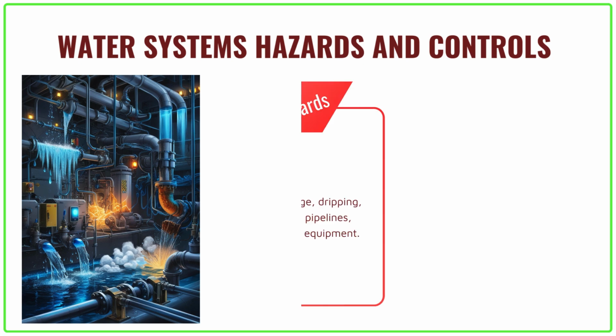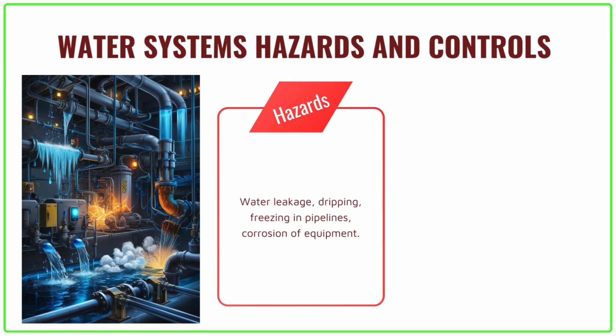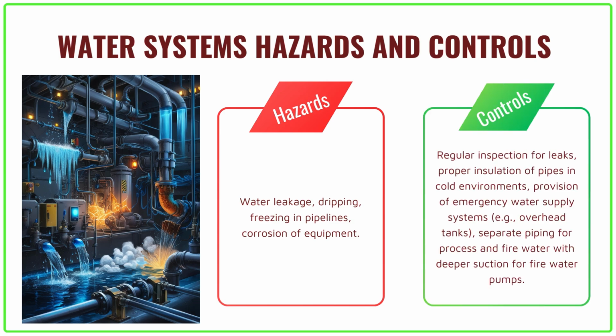Water systems. Water systems can face hazards like leakage, dripping, freezing in pipelines, and corrosion of equipment. It's crucial to conduct regular inspections for leaks, ensure proper insulation of pipes in cold environments, and provide emergency water supply systems such as overhead tanks. Separate piping for process and fire water, with deeper suction for fire water pumps, enhances safety measures.